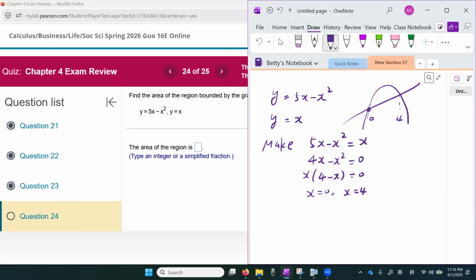So the area of the region would be from 0 to 4.